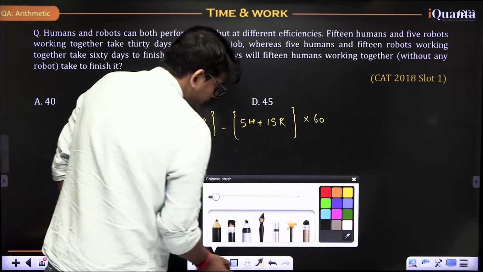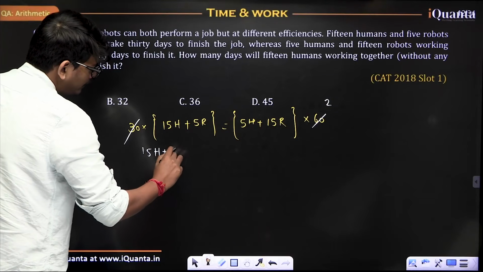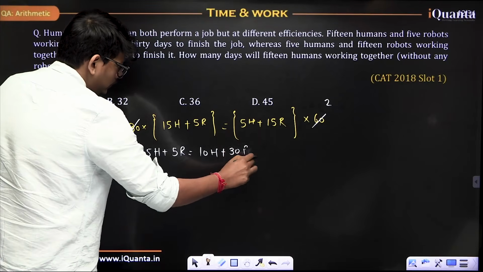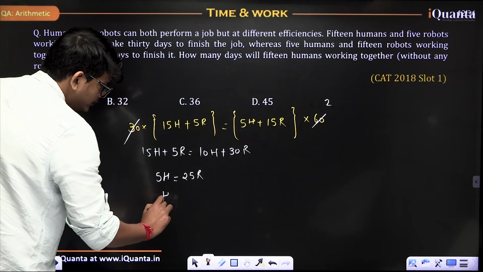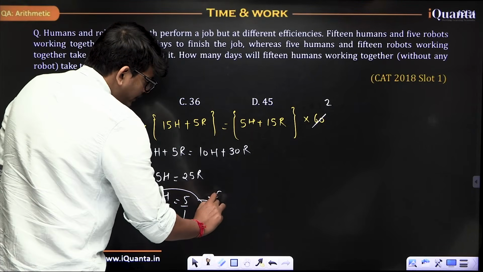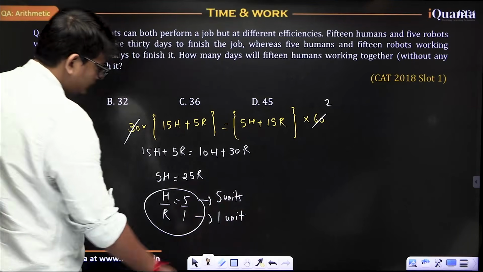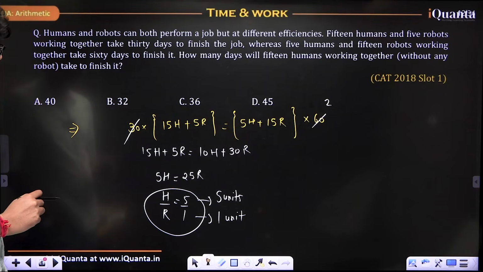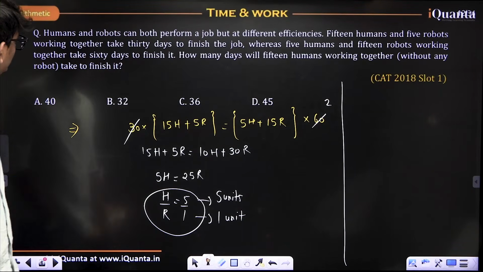Now let's simplify this. Cancel out 2 times. 15h plus 5r, 10h plus 30r. So 5h, 25r. So h by r is 5 by 1. So I can say if h is taking 5 units, r will be taking 1 unit. Okay? Now, we got this thing. Next part is how many days will 15 humans working together take to finish it?